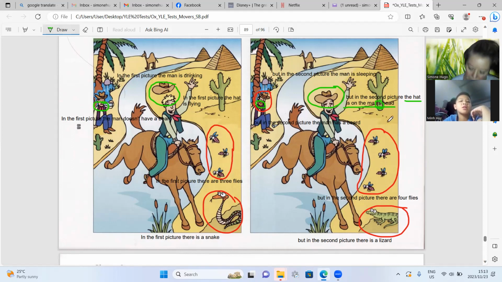In the first picture, the man doesn't have a beard. But in the second picture, the man has a beard. In the first picture, there are three flies. But in the second picture, there are four flies. In the first picture, there is a snake. But in the second picture, there is a lizard.